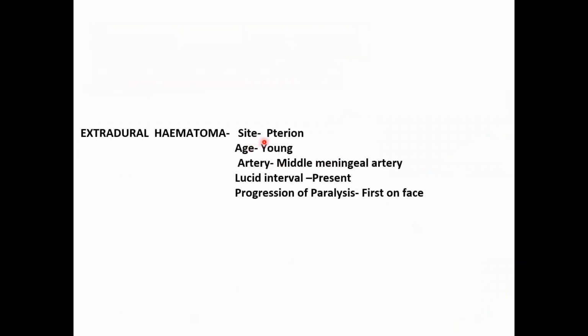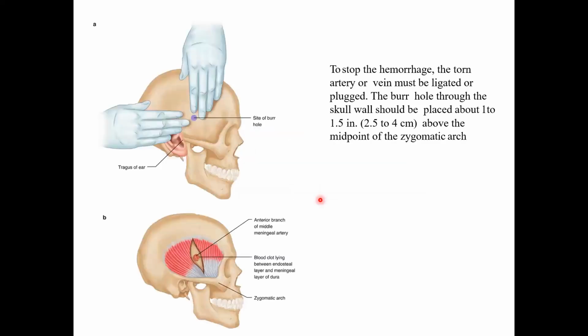So the site of the hematoma is usually a blow on the pterion, and it mostly occurs in young persons. Most of the time the artery involved is the middle meningeal artery, and the bleed outside the dura mater is mostly arterial. The lucid interval, that is the temporary phase of consciousness between the two phases of complication, is always present in extradural hematomas, and paralysis will first appear on the face and then it will progress. So that is about the extradural hematomas.